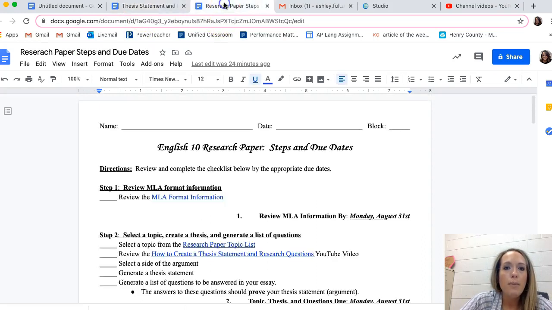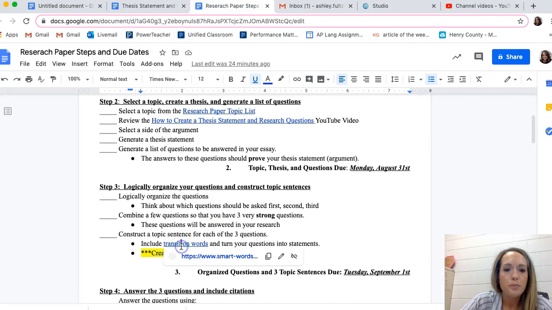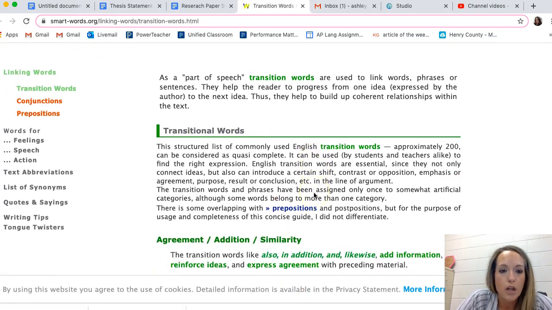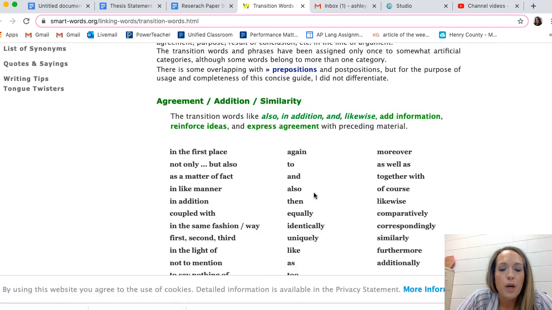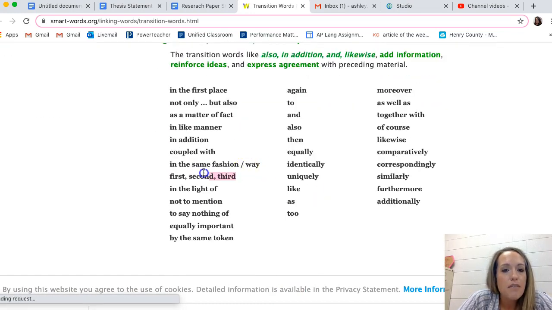So in the previous page, I did link a website that could help you come up with some transition words, if you need some ideas. Now it does say first, second, third here, which again, those are transition words, but we are just trying to move further away from those, just to refine our skills a little bit. So be sure and take a look at this.